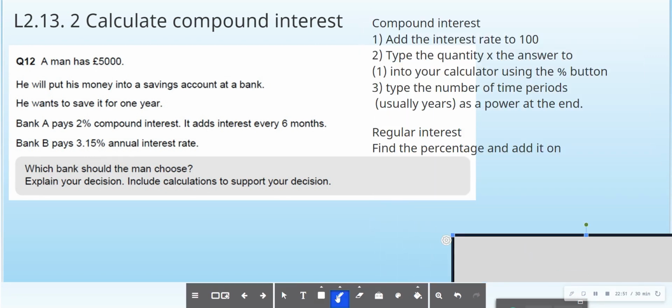Okay. So for compound interest, we add the interest. So it's a formula really we learn for this, and it's the same every time. So whenever we're dealing with compound interest, we always do the same thing into our calculator. Add the interest rate to 100. So the interest rate is 2%. So it's going to be 102. So type the quantity. The quantity is 5,000.